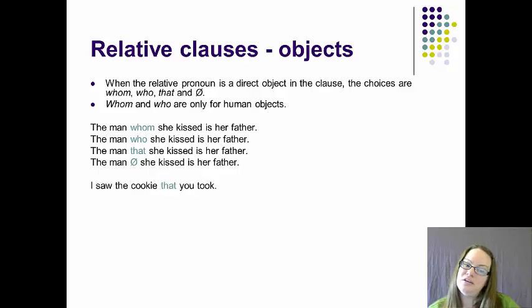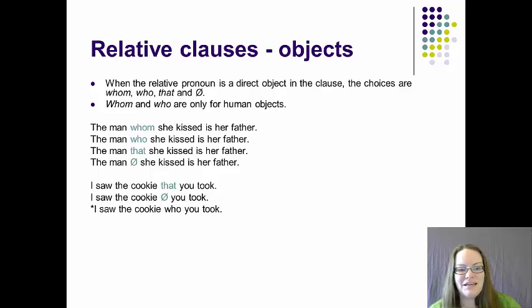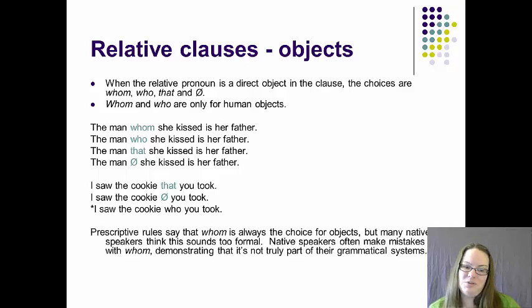Okay? I saw the cookie that you took. I saw the cookie you took. Okay? I saw the cookie who you took. No, because in this case, we don't use who to describe something like a cookie because it's not human. Okay? Prescriptive rules say that whom is always the choice for objects. That's what you'll be graded on.